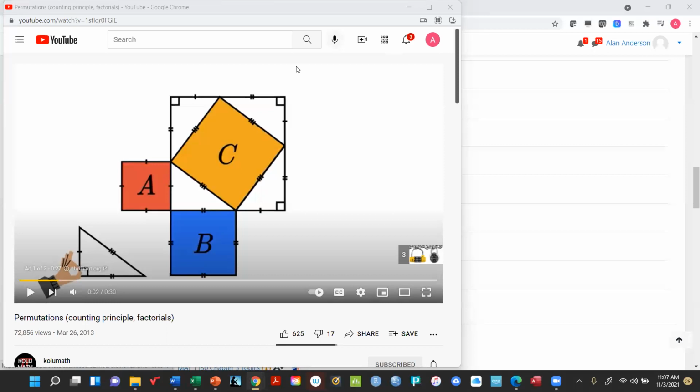Multiply those all together. And then you're going to start with n in the first spot, and you're going to count down from n until you've filled up all the spots. Multiply those together, and you have your number of permutations. Let's take a look at an example.